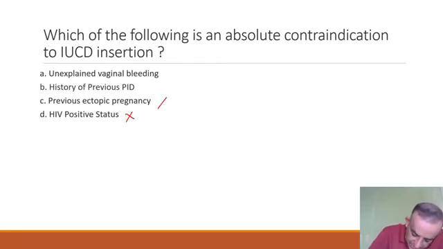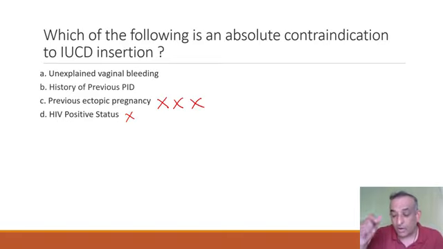Previous ectopic pregnancy is not a contraindication, guys. Now this is where you guys are wrong. You keep thinking that an IUCD increases ectopic pregnancies. No, IUCDs reduce pregnancies, and that's why IUCDs actually reduce ectopic pregnancies. So if a woman gets pregnant while she's on an IUCD, there's a relative increase in the ectopic pregnancy, not an absolute increase in the number of ectopics. So never say IUCDs increase ectopic pregnancies. IUCDs actually reduce pregnancies, and they actually reduce the ectopics.